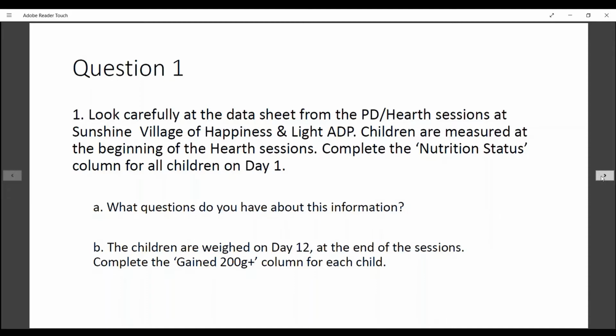The first question was to look carefully at the datasheet from the PDH session at Sunshine Village of Happiness and complete the nutrition status for day 1. Do the same for day 12 and also complete the weight gain. Did you have any question about the information provided? What was the question? Was the question clear? Did you discuss within your group and the larger group?